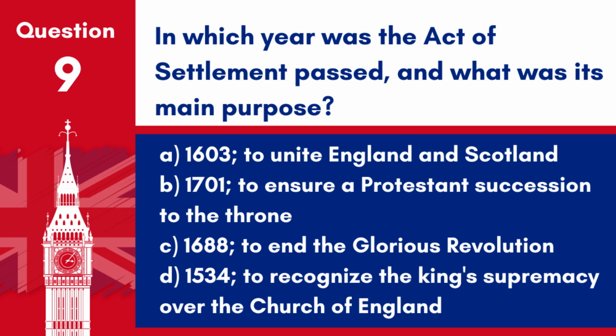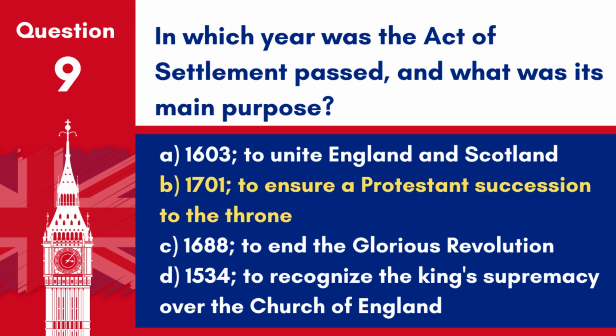A. 1603, to unite England and Scotland. B. 1701, to ensure a Protestant succession to the throne. C. 1688, to end the Glorious Revolution. D. 1534, to recognize the king's supremacy over the Church of England.